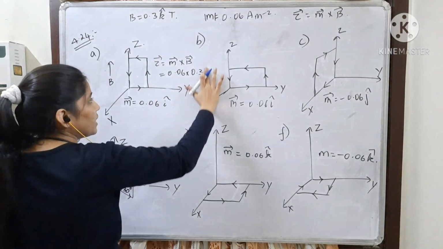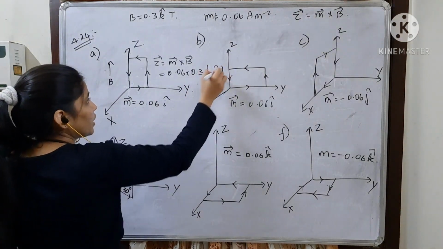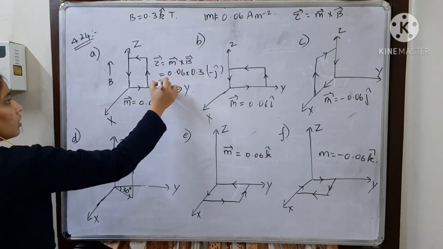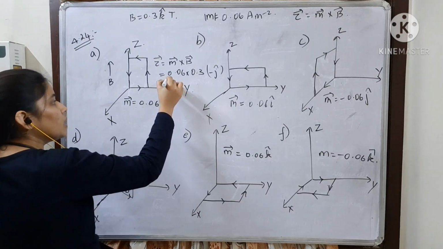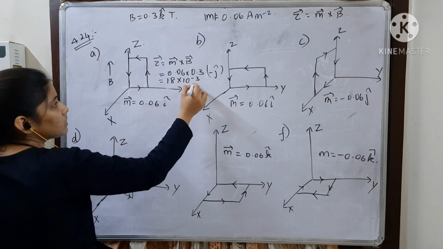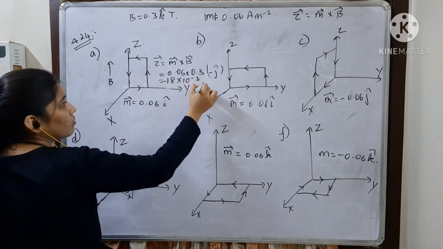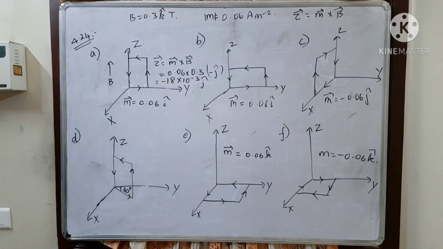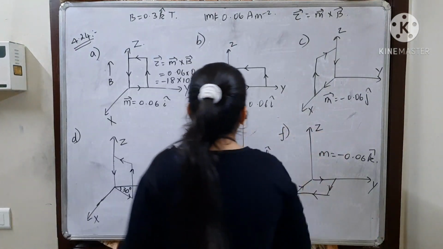So that will be minus j cap. The direction is equal to minus j cap. So what is 0.6 into 0.06 into 0.3? It will be equal to 18 into 10 to the power of minus 3 minus j cap. Okay, so that is minus 18 into 10 power minus 3 j cap. Okay, so similarly we will do it for all the cases.